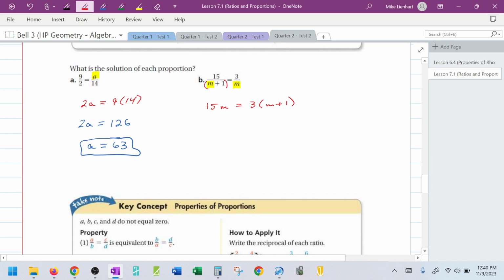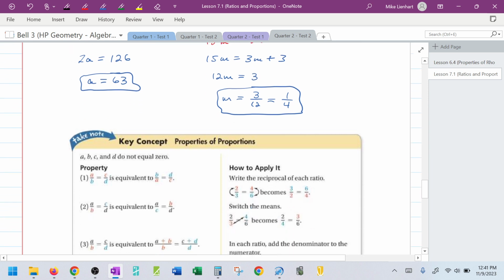So we're still cross multiplying. It just doesn't matter which one we do first and which one we do second, to get the product. If I clean this up, I get 15m is equal to 3m plus 3. Subtract 3m from both sides, so that would give me 12m is equal to 3. Divide to solve, m is 3 over 12, but I would never leave a fraction unsimplified. So I'd reduce this down to 1/4.